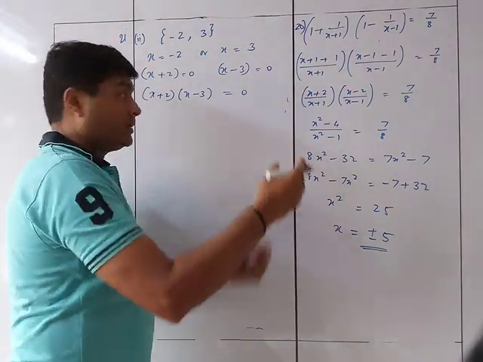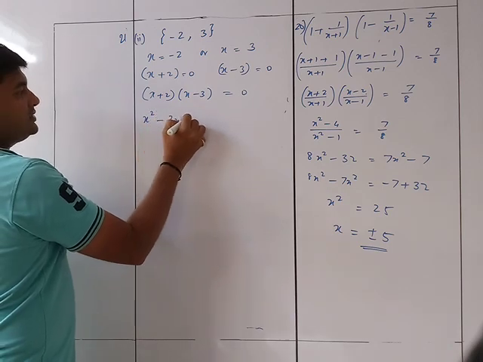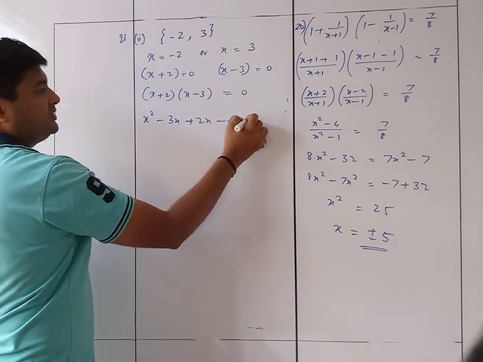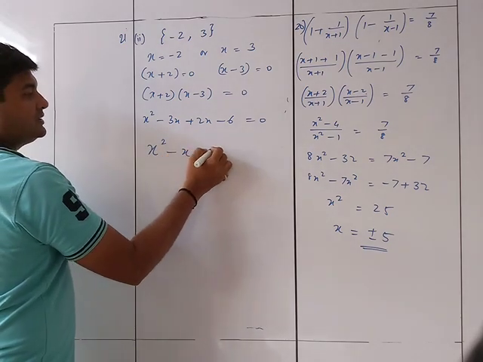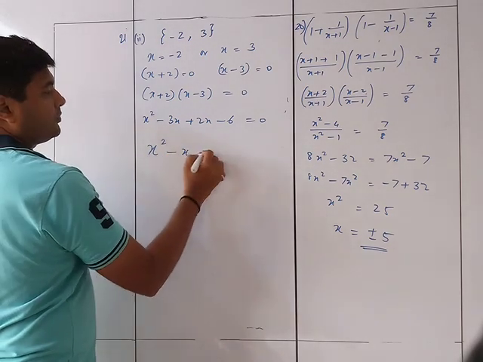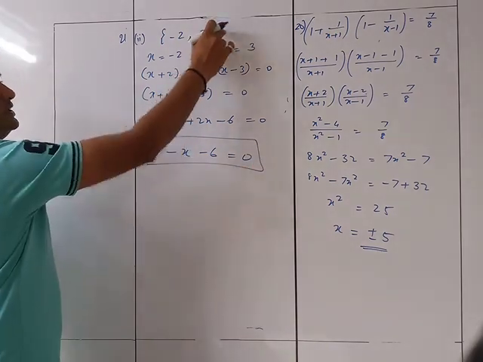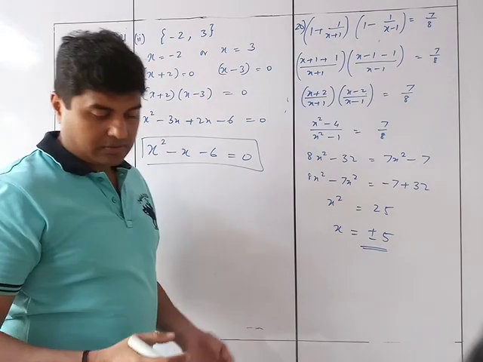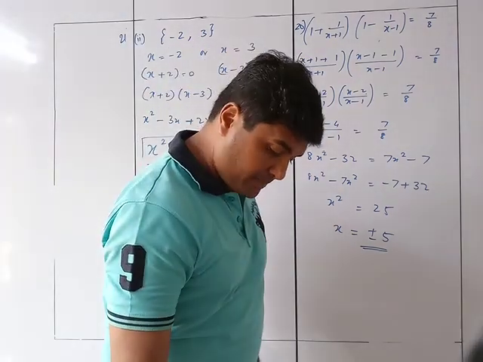Exactly reverse steps we are doing. Multiply these two. It will be x square minus 3x plus 2x minus 6 is equals to 0. So the answer is x square minus x minus 6 is equals to 0, which is the equation for this solution. Simple. So just do the reverse and nothing else. So quite a simple sum.